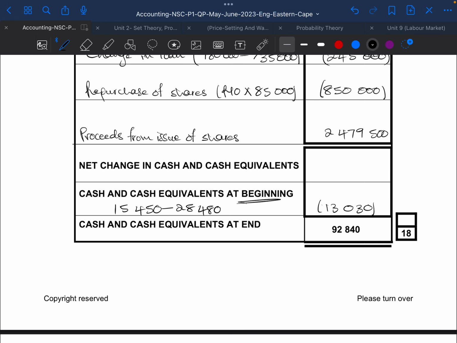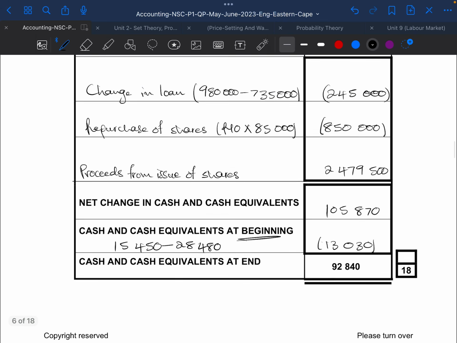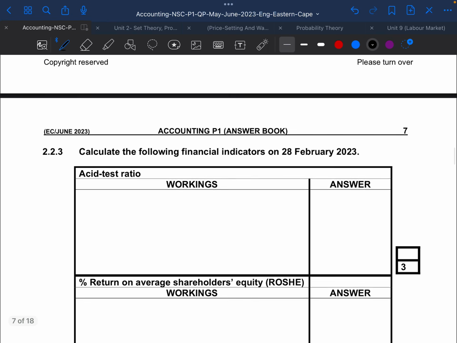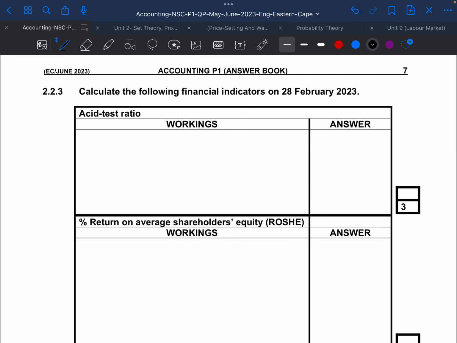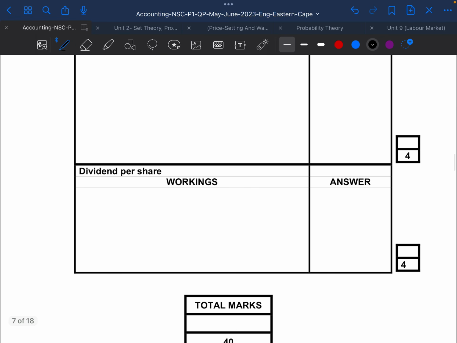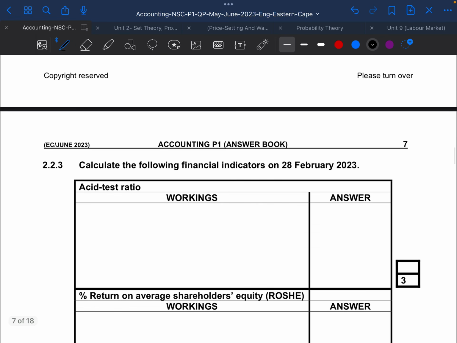28,480. Okay, now getting the net change is pretty much easy. You can just do a reverse calculation here. Because we subtracted this amount, we are now going to add it back to the 92,840. 140 plus 13. Okay, so the net change is 105,780. All right, so we are done with the cash flow statement. Now we're supposed to calculate our asset test ratio, return on average shareholders equity, and then last but not least, our dividend per share.